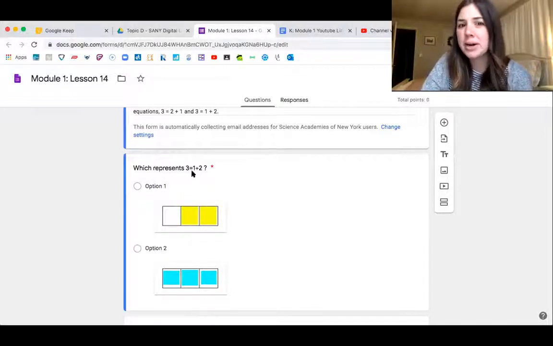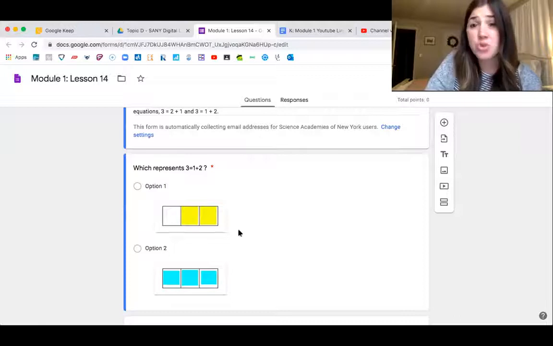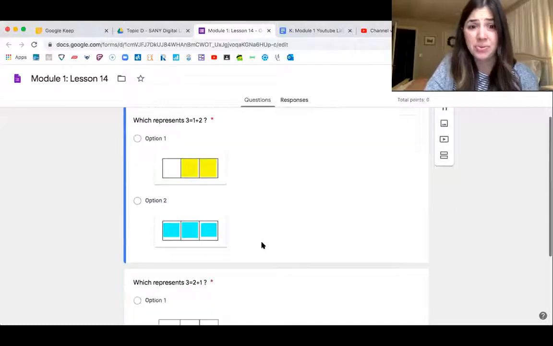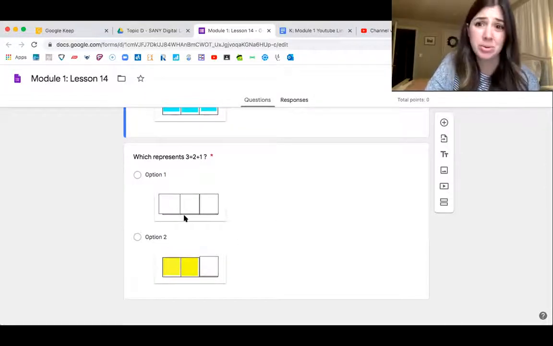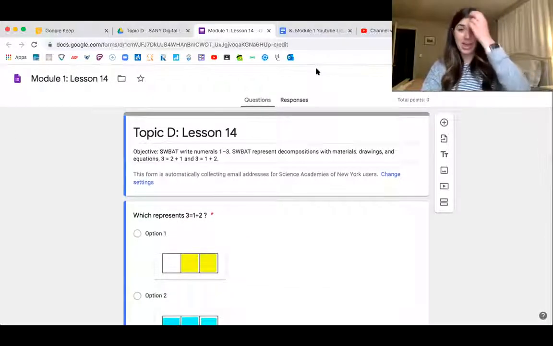3 equals 1 plus 2. So think, or 1 and 2, 1 plus 2, you could say either one. So we have 3 total cubes, we know that, but look at the colors. Which one of these tells me I have 1 cube, that's one color, and 2 cubes, another color? And which one of these tells me I have 2 cubes, one color, and 1 cube, another color? Which one? So that's what you will choose today.